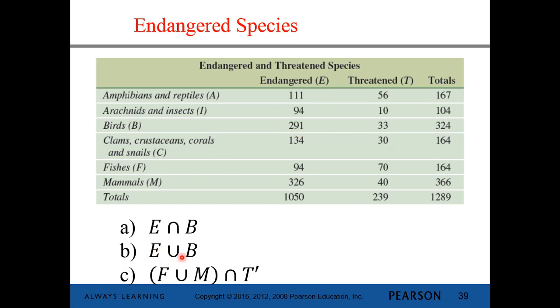Okay. Now, what about E union B? Well, E union B means we want to take the union rule, right? So we want to add all of the elements in E plus the elements in B, and then subtract off what's in both. So these are going to be the totals, right? For E, we're going to use the column total, so that's going to be 1,050. Then we're going to use the row total for birds, which is going to be 324. We're going to add those, and we get 1374.